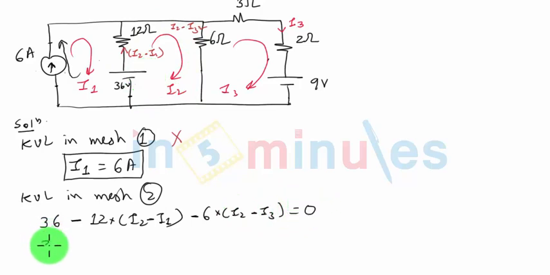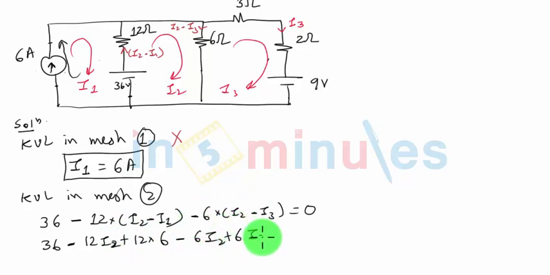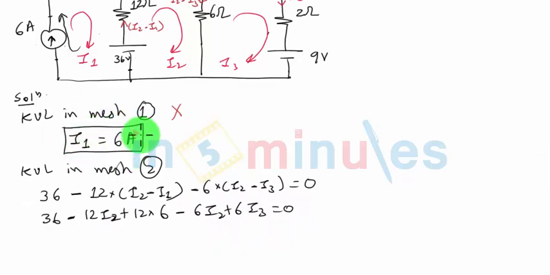So what do we get? 36 minus 12 I2, minus minus plus 12 I1, minus 6 I2, minus minus plus 6 I3 equal to 0. So if you simplify everything, we have replaced the value of I1 as 6 amperes. That can be done because I1 is already known to us now. So if you now simplify everything, you can see I2 is minus 12 minus 6, which is minus 18.